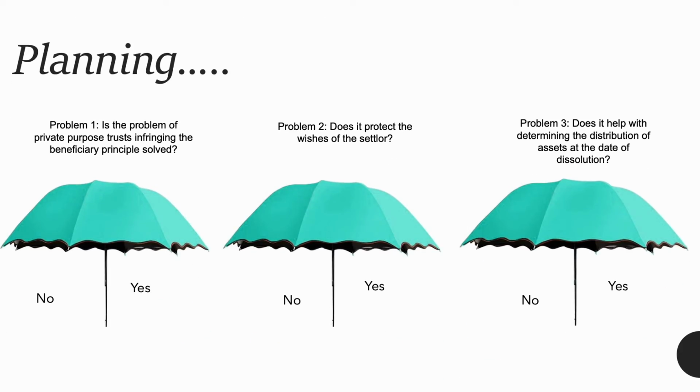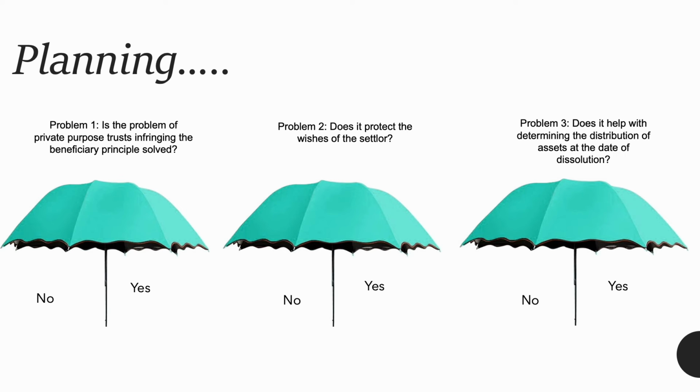Now, this is what the planning stage of your essay should look like. I would advise you to divide the arguments in your essay into 3 chunks. For this essay, I have divided them according to the problems that existed before the contract holding theory. For example, firstly, I will evaluate whether the problem of private purpose trusts infringing the beneficiary principle has been solved.